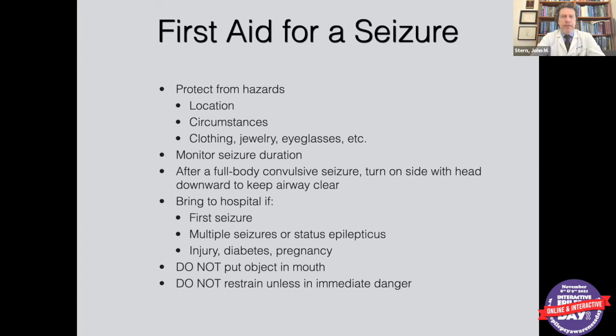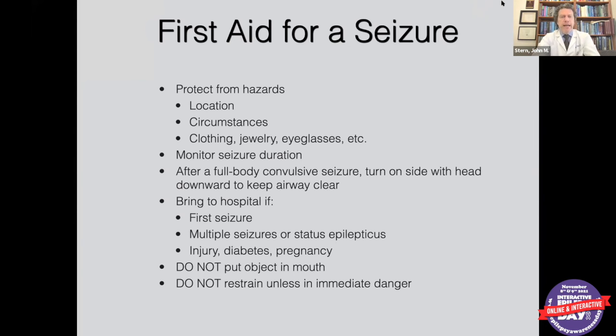But protecting the person from injury is really the most important thing, because the circumstances of the seizure and that injury are usually the cause of need for higher level of care. And so it's a matter of looking around the person to see what's around them that could be a problem, loosening clothing if you can, giving the person space as the seizure resolves to come back to normal self.